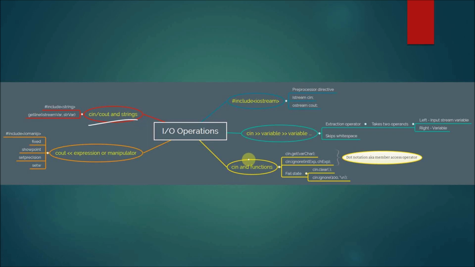Cin, cout and strings. We've been talking about using the input stream variables cin and cout, and now we're going to talk about using it with strings. If you recall, we talked about strings a little bit previously. In order to use strings, we've got to have our preprocessor directive #include <string>. One of the functions that we're going to talk about is getline.